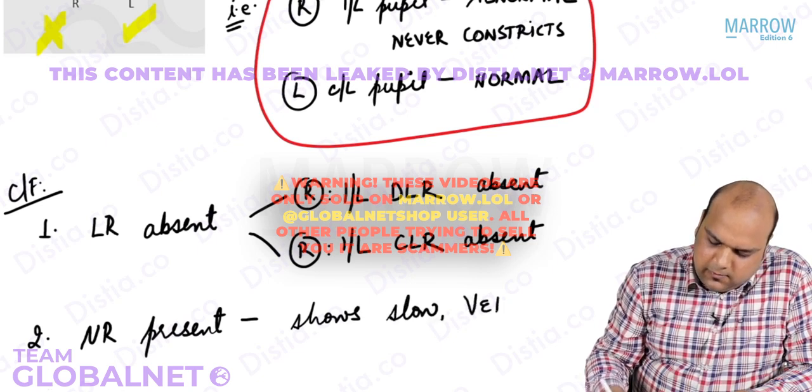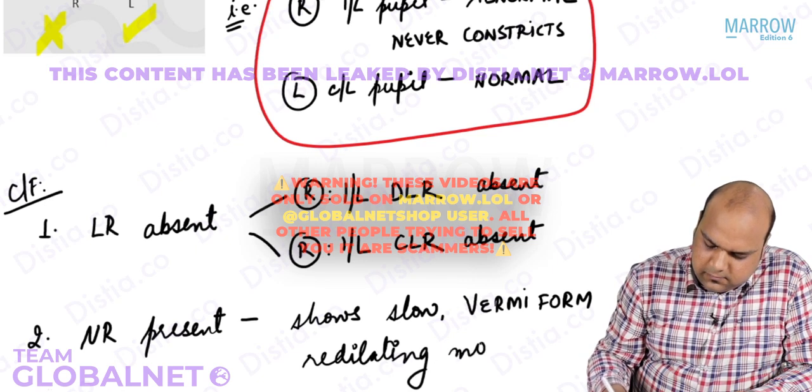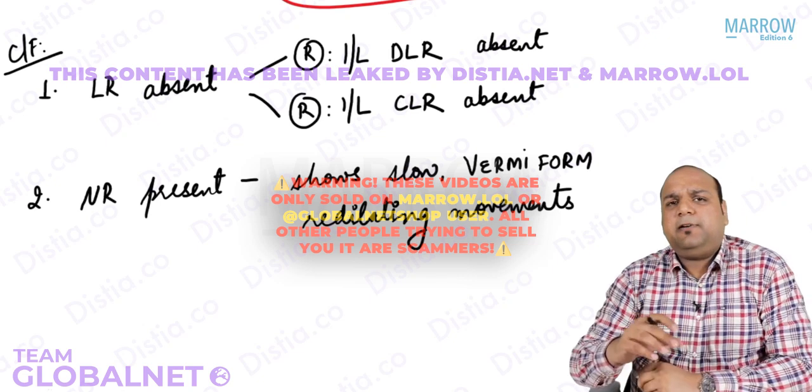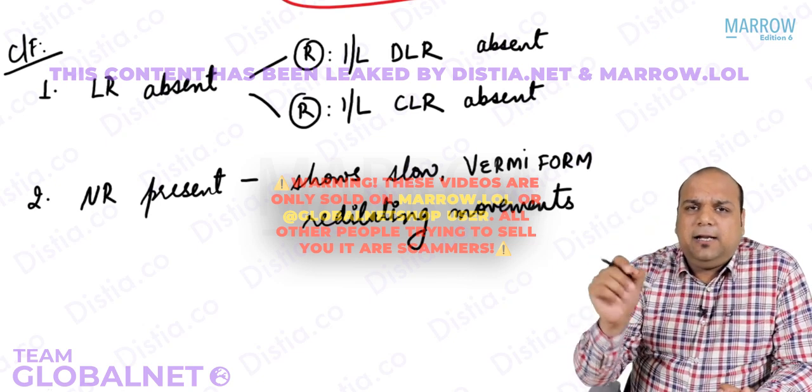Secondly, near reflex is present but shows slow vermiform redilating movements. Near reflex is present, but once the pupil starts to dilate, it dilates slowly and it is slightly vermiform.